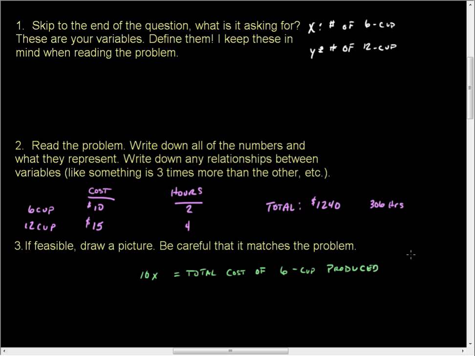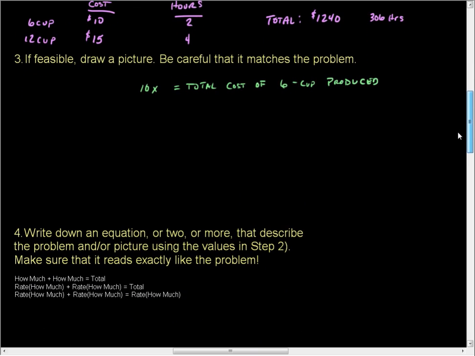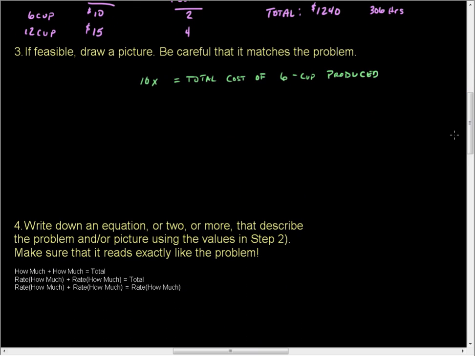I might write something like that down just to remind myself, hey, that's the total cost. It's the amount that you spend per item times the number of items. Well, I've kind of done that for you in step 4. It says write down an equation, or 2 or more. In this case, we're only going to need 2 in the end, that describe the problem and or the picture using the values of step 2. I gave you 3 little equations here. When you're dealing with systems of equations, and especially with rates, whether they be interest rates, rates of mixture, or costs, very often you'll find that these problems tend to follow what this is saying.